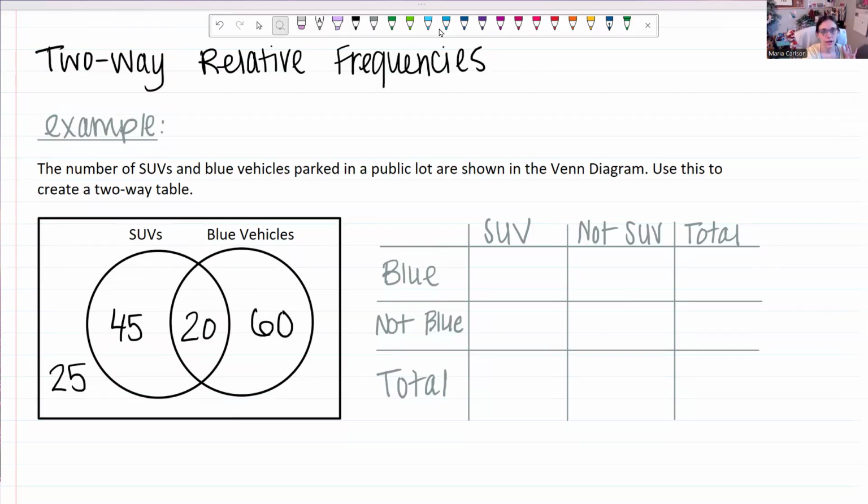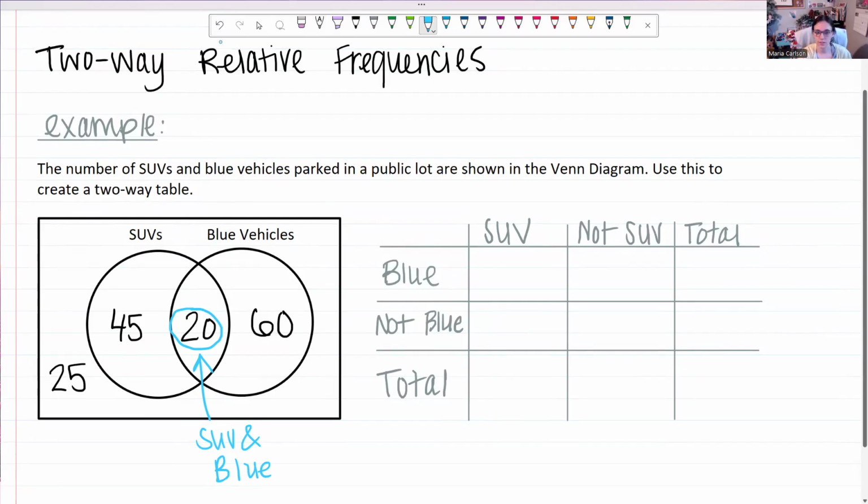Now, what I notice here within this Venn diagram, the area of overlap, or the 20 cars or vehicles here, those are both SUVs and blue vehicles. So these are SUVs, and actually let me just write SUV, and they are blue. So the SUV and blue spot, we have 20 blue SUVs.